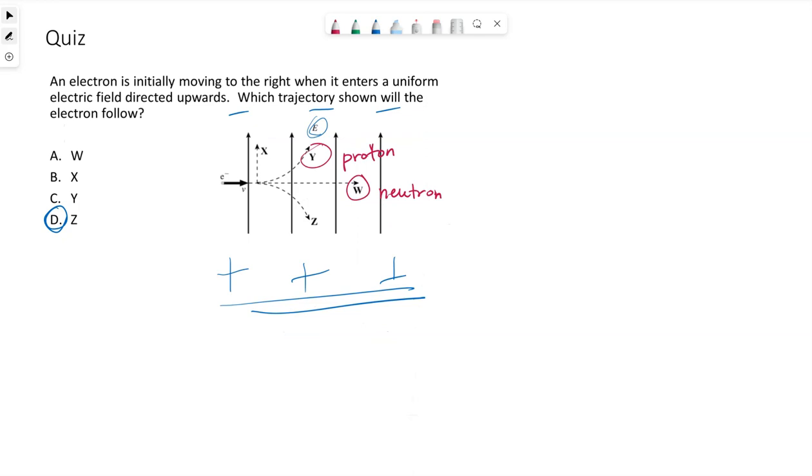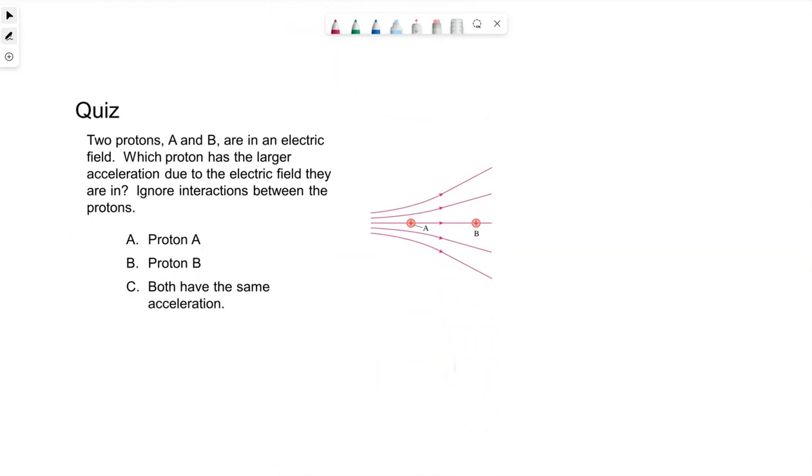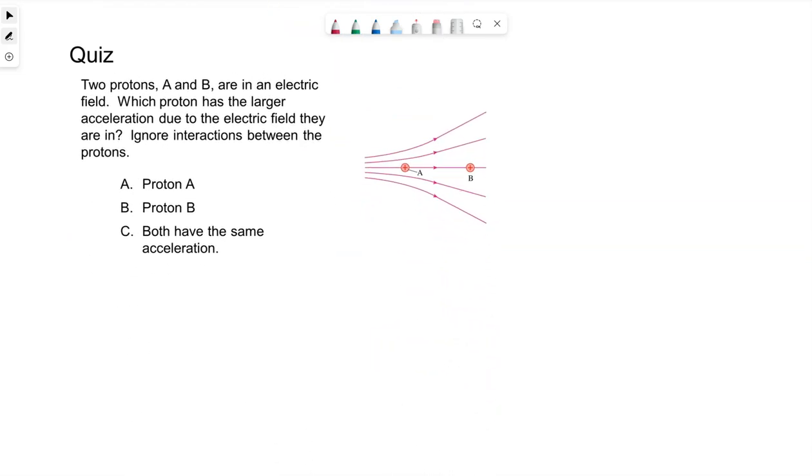Here is another, well, if my screen will scroll anyway. There we go. Here is another question. So the correct answer here is A.